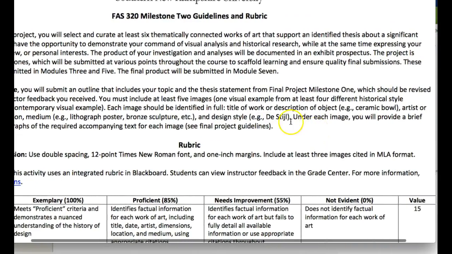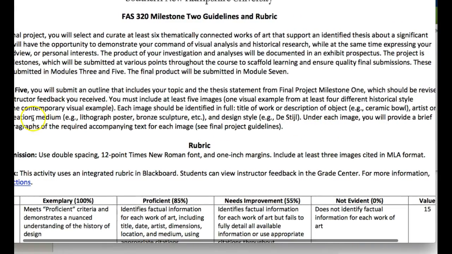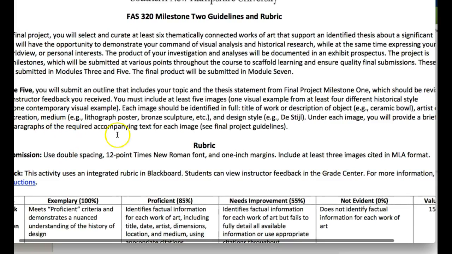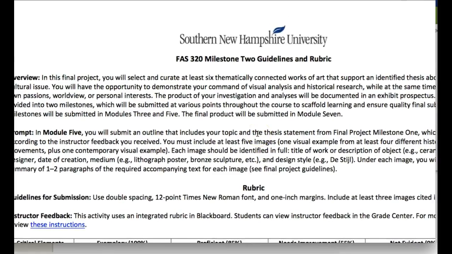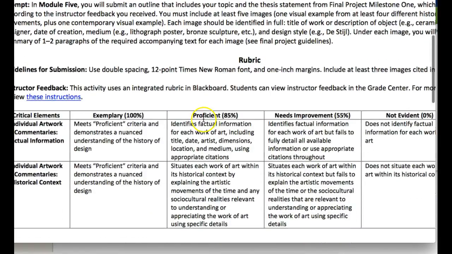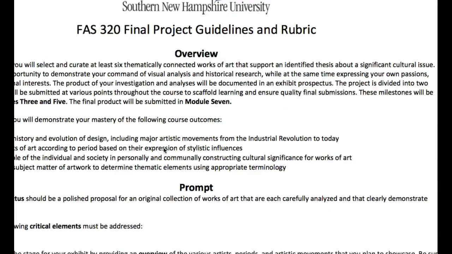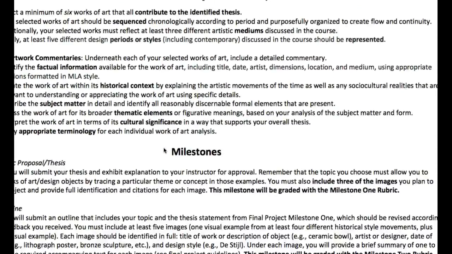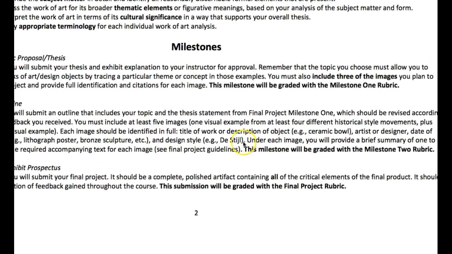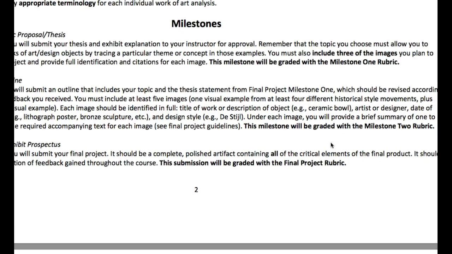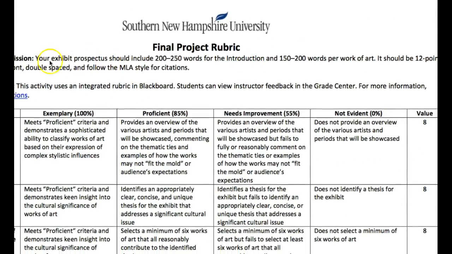So in other words, you're going to include 5 images, and a 1 to 2 paragraph written synopsis of the required accompanying text for each image. You can find the required accompanying text for each image in the final project guidelines. Let's do that right now in the final project guidelines and rubrics. We are looking at the written components for the images. Under each image, you will provide a brief summary of 1 to 2 paragraphs of the required accompanying text for each image. And then over here we can see 200 to 250 words for the introduction and 200 words per work of art.